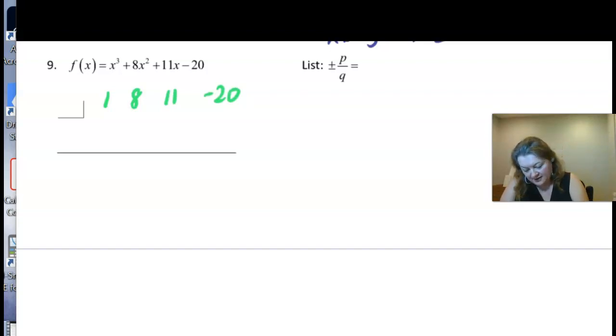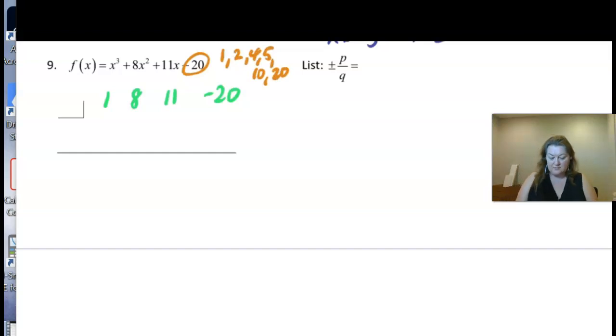Okay, let's go and figure out our P's and our Q's. All right, so this is our P's. Factors for this are 1, 2, 4, 5, 10, and 20. Did I get them all? Let's look at them as pairs. 1 times 20, 2 times 10, 4 times 5. I think those are it. So those are our P's. Okay, Q's are going to go on the other side. So Q's are just 1s.